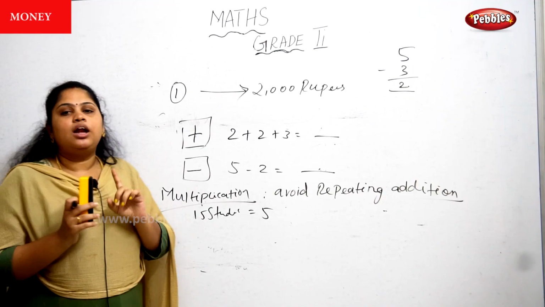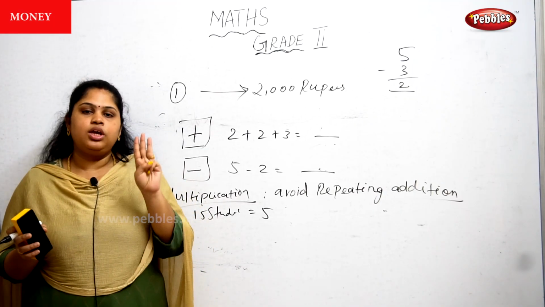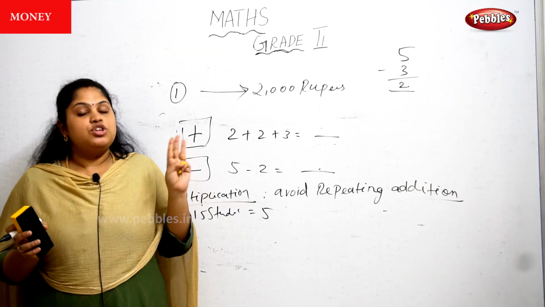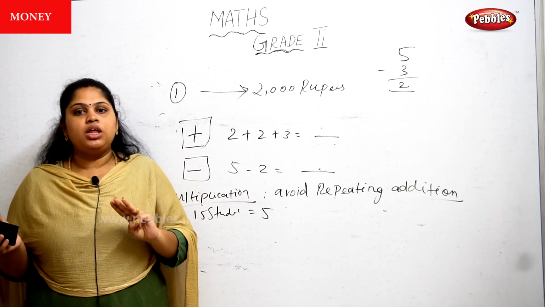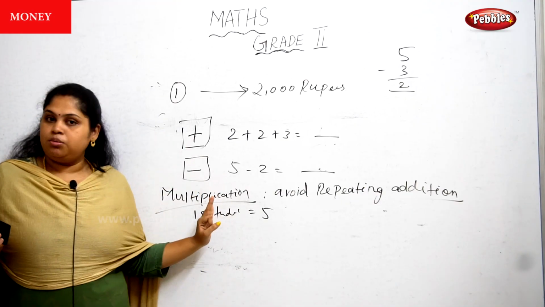So the money calculation is based on 3 main things. What are the 3 main calculations? We should know, before we go to the money calculation, addition, subtraction and multiplication.